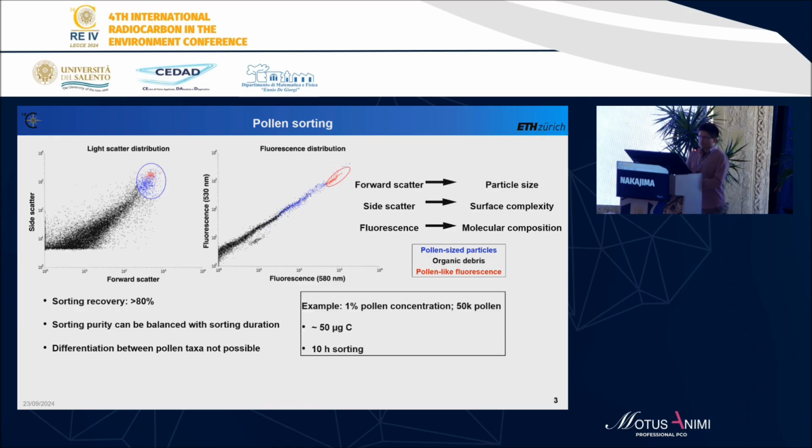So in practice, if you take a pre-processed pollen sample which has around 1% of pollen concentration, and we want to extract 50,000 pollen, then this results in a sample of around 50 micrograms carbon, and in the highest purity setting, it takes around 10 hours of sorting.